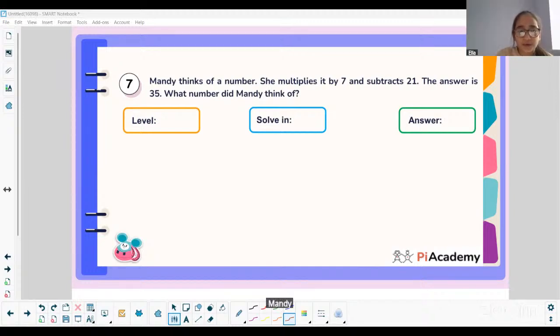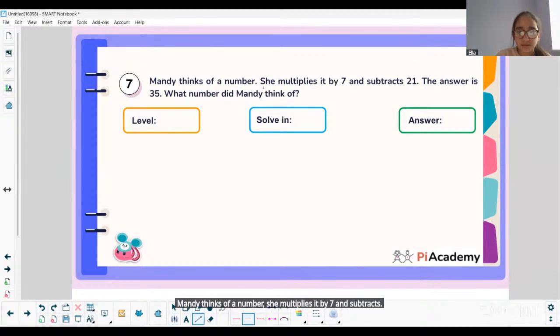Mandy thinks of a number. She multiplies it by 7 and subtracts 21. The answer is 35. What number did Mandy think of?